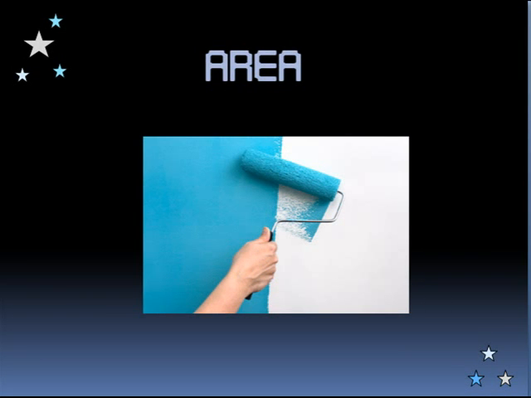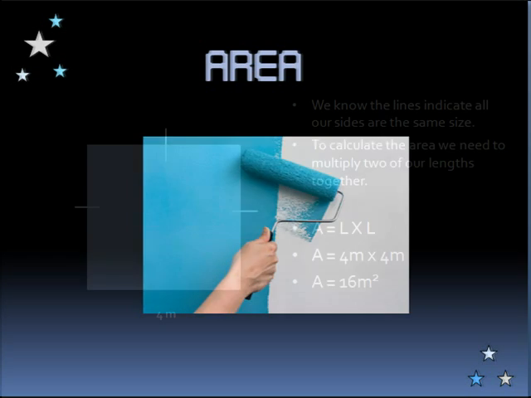In this picture, we see somebody attempting to paint their wall in a lovely colour of blue. They won't be able to paint the entire wall unless they know the area of the wall and how much paint they will need. This is why understanding area and perimeter is so important.